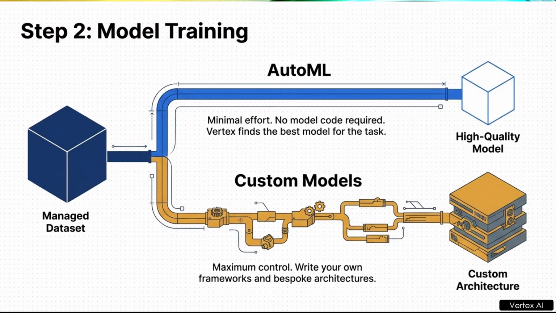Efficient. On to slide 6, step 2, model training. Here we are looking at execution pathways. The text contrasts 2 specific pathways: AutoML, which is a zero-code, minimal-effort approach, and then custom models, which are utilized for entirely bespoke architectures.